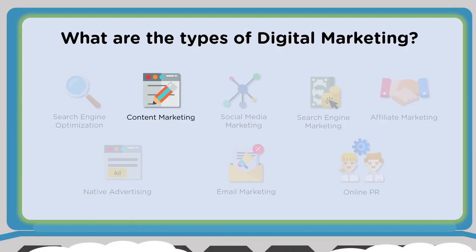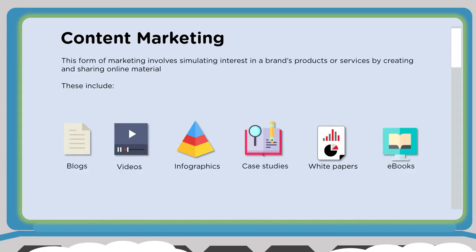So let's move from search engine optimization to content marketing. Content marketing is a form of marketing that involves stimulating interest in a brand's products or services by creating and sharing online material. So when we talk about online material, that can come in many forms or assets. Some examples are blogs, videos, infographics, case studies, white papers, and ebooks.